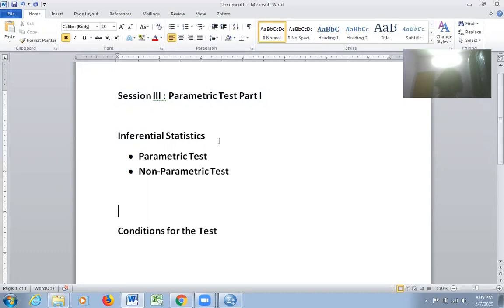And we want to conduct some test to finalize whether we are going to accept this null hypothesis, or we are going to reject the null hypothesis. To do so, we undertake a lot of statistical tests that come under inferential statistics.